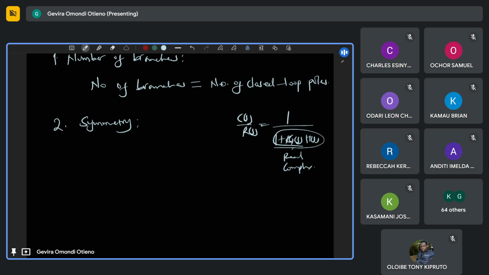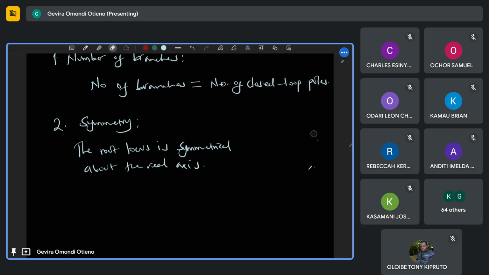But the rule is, even if they're real or complex or whatever, the root locus is symmetrical. This is very important. When you're drawing your root locus, please note it is symmetrical about the real axis. Very important. This is what we mean. We are always going to use an S-plane.